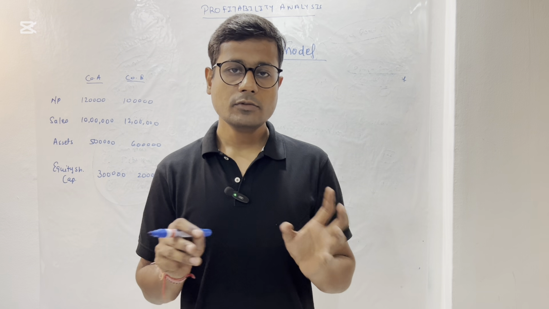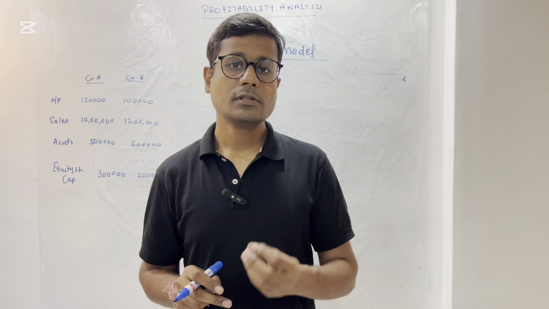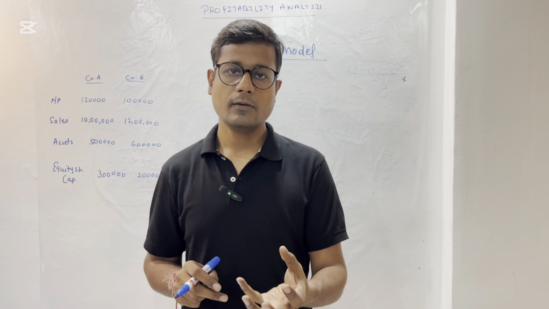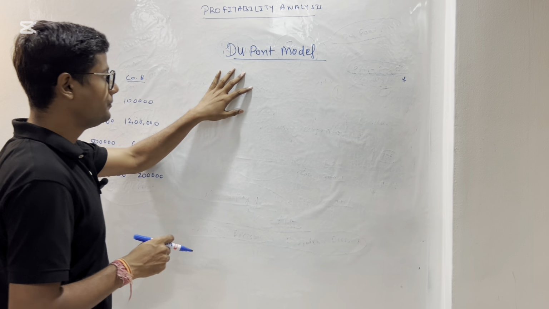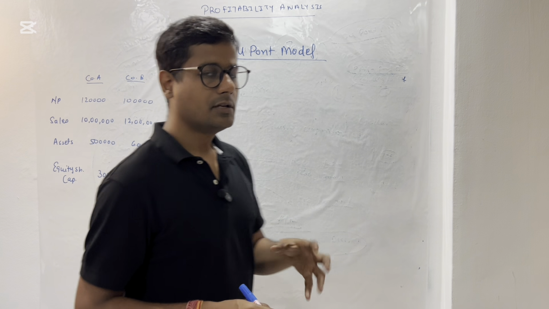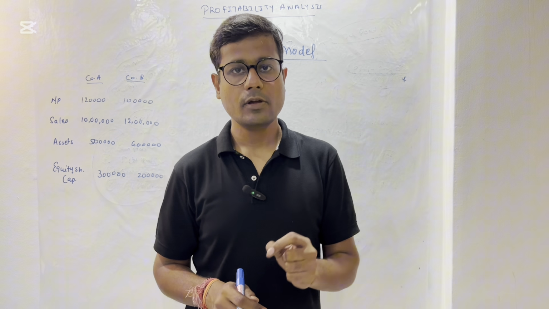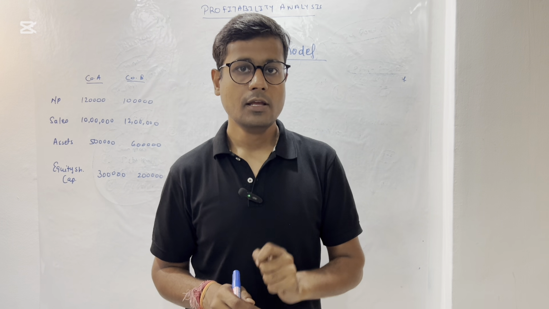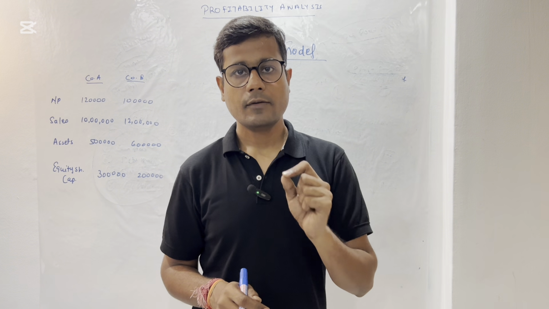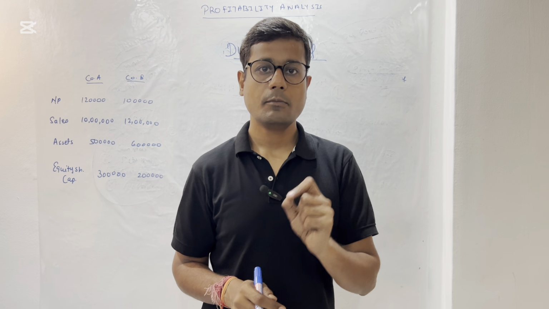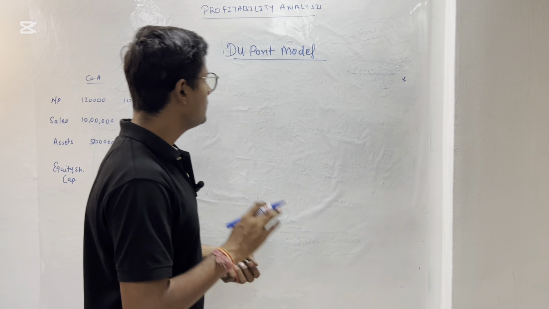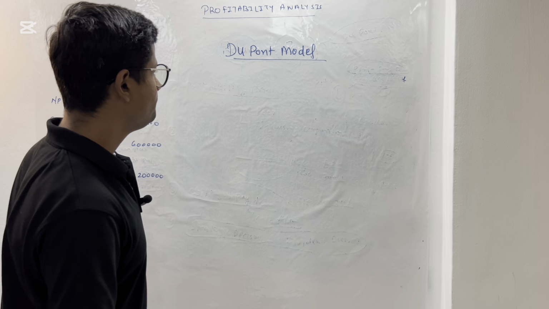So in order to remove that limitation, an analysis was done and a model was developed, which is called the DuPont model. The DuPont model has a three-step model and a five-step model. In this video, we are going to discuss the three-step model, which will be very useful if you have to analyze the ROE properly. So let's understand what the DuPont model is.